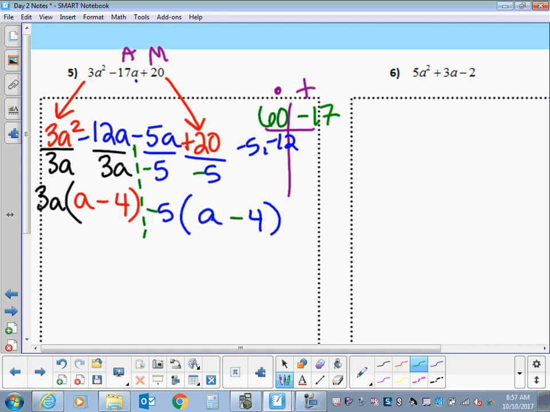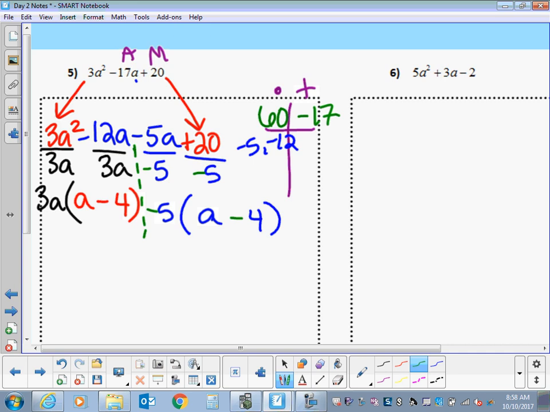I have a question. Yeah. So this is why I messed up the last problem. Why don't we bring down the A for this one? Because the 20 doesn't have an A. It has to be the GCF. Okay, so if it was the GCF of -5a and 20, if it was 20a, then yeah, you would have an A.